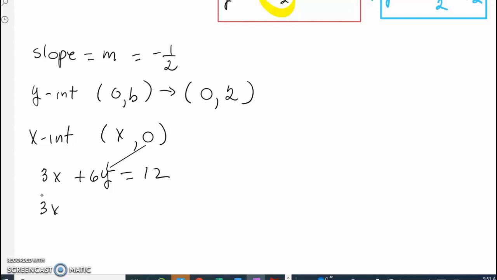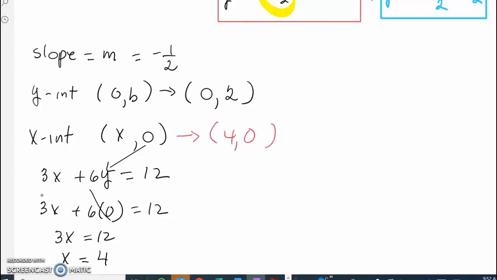So we get 3x plus 6 times 0 equals 12. Well, this goes out to 0. And you get 3x equals 12, or x equals 4. So that means my x-intercept is going to be (4, 0).